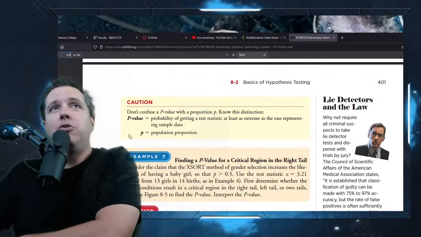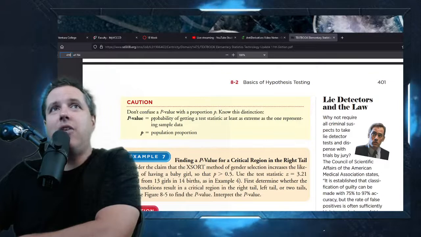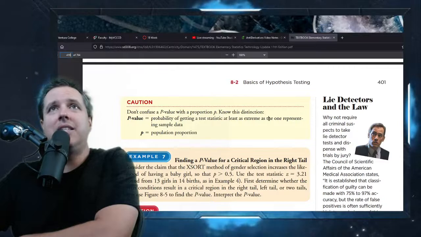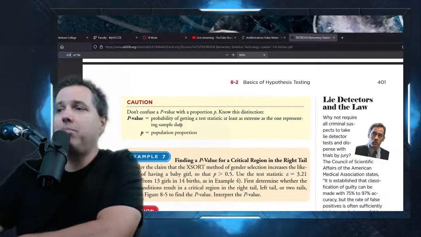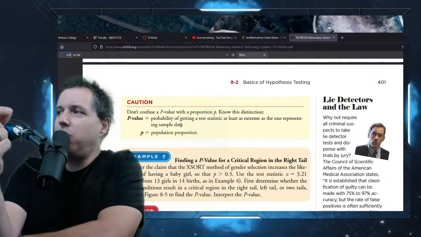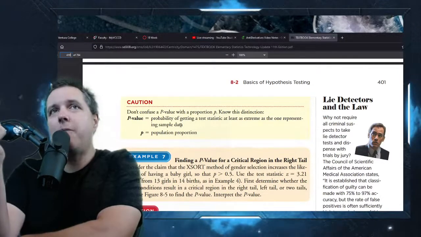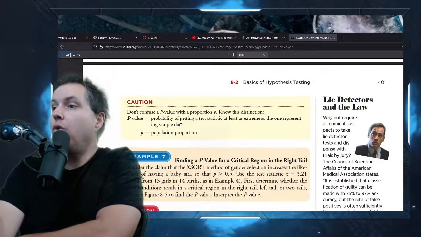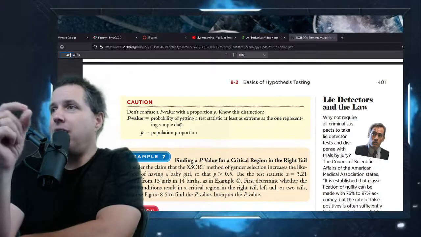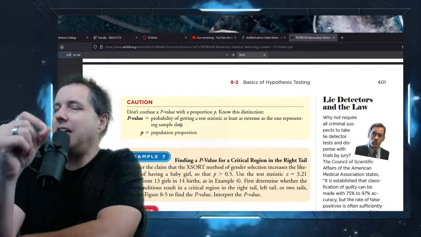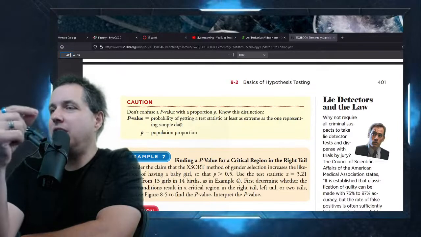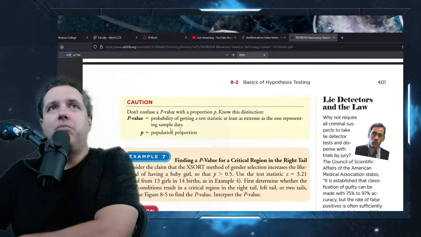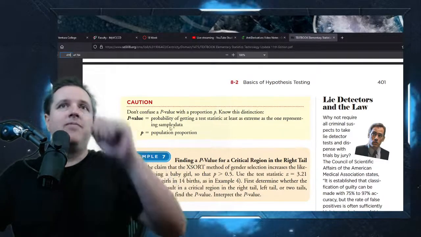A lot of things are referred to as p in statistics. There's the p-value, which is a probability. So the p-value is the probability of getting a test statistic at least as extreme as the one representing sample data. When you run a hypothesis test and you get a p-value, that's the probability of getting your results or more extreme. So if that value is very low, that means it's very unlikely to get the kind of situation that you're seeing, meaning we should reject the null hypothesis. This p is the population proportion, so don't mix those up, right?